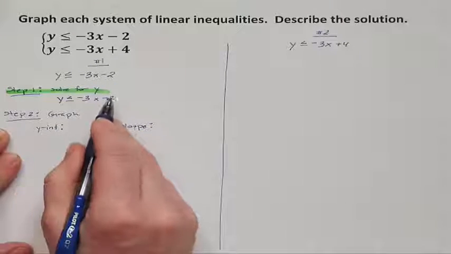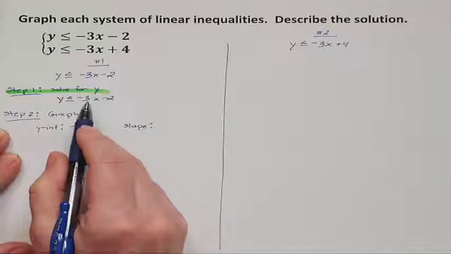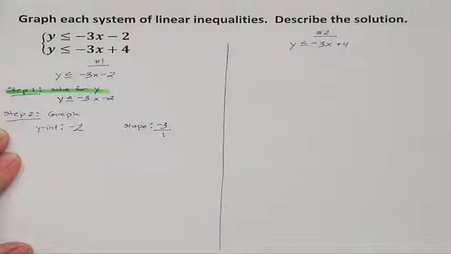My y-intercept's a lonely number without any letter. My y-intercept is a negative 2. My slope is the number in front of x. My slope is a negative 3. Slope needs to be a fraction, so you need to put it over 1.